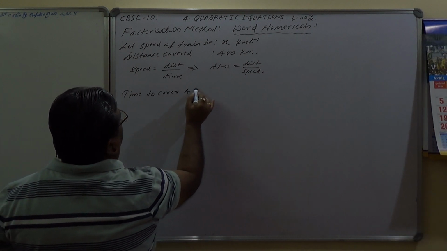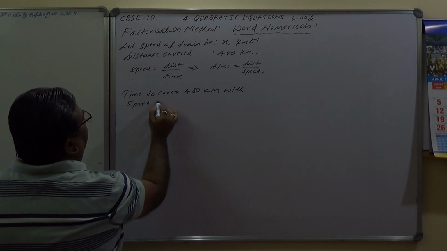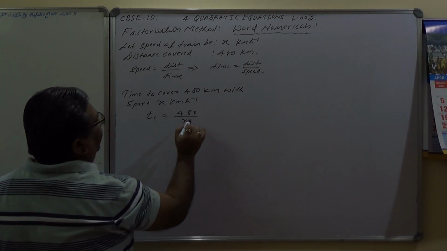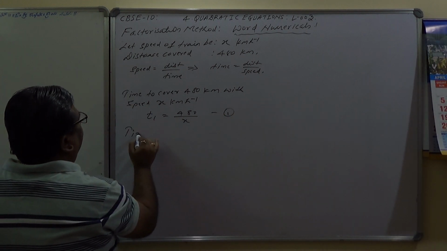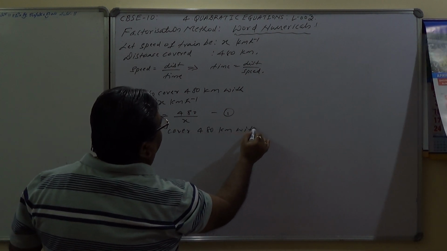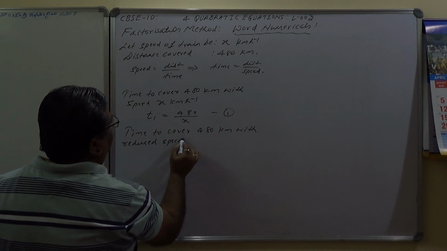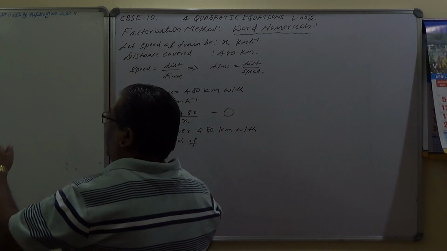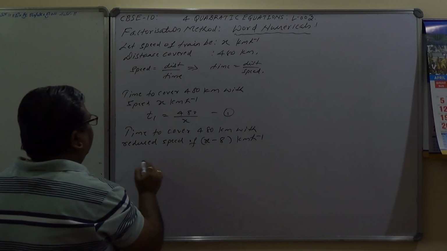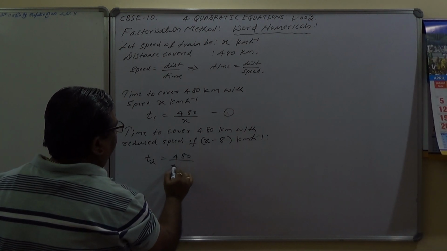time to cover 480 km with speed x kilometers per hour. So T1 equals 480 divided by x. Mark this 1. Similarly, time to cover 480 km with reduced speed, x minus 8 kilometers per hour, is T2 equals 480 divided by x minus 8.